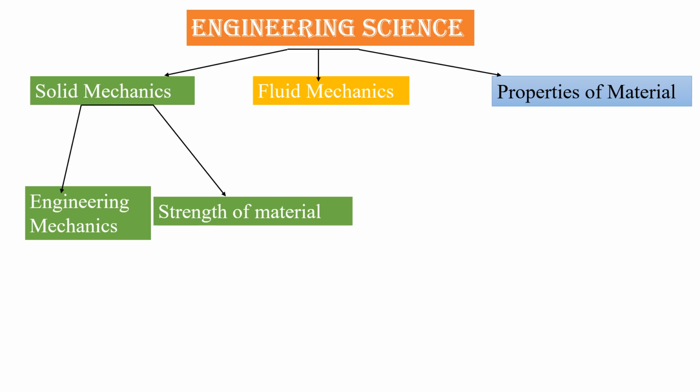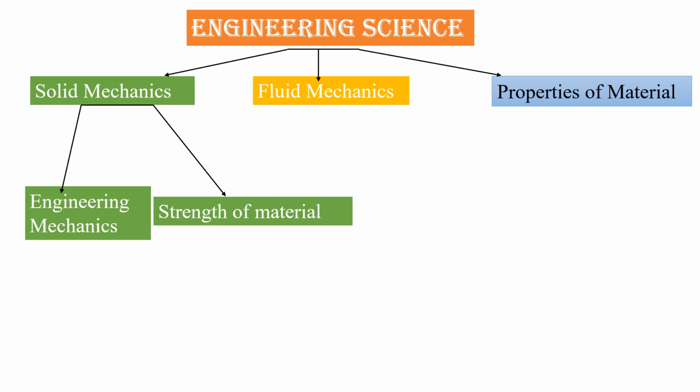Strength of material comes from solid mechanics, and solid mechanics is a part of engineering science. Engineering science is the biggest part. Under engineering science, there are three parts: solid mechanics, fluid mechanics, and properties of material. For now, we will not discuss fluid mechanics and properties of materials. We discuss just solid mechanics.